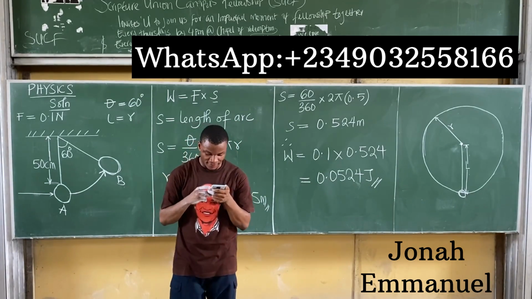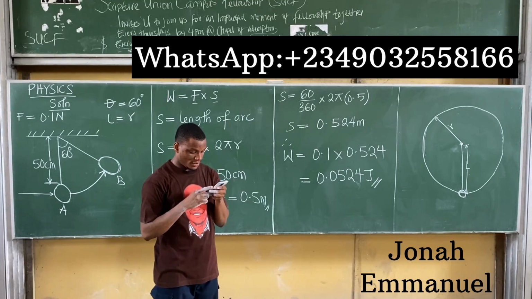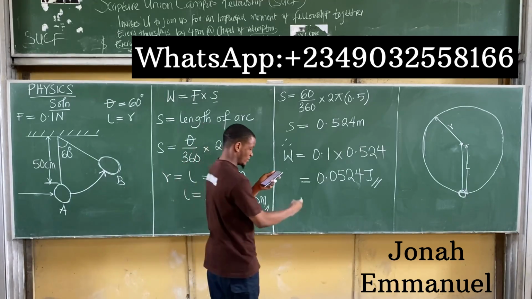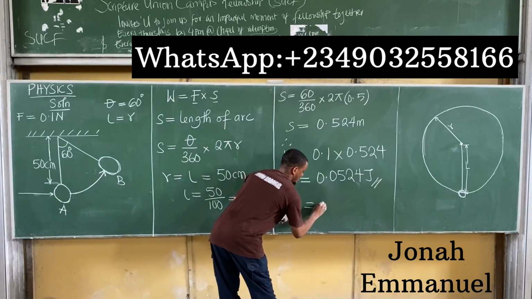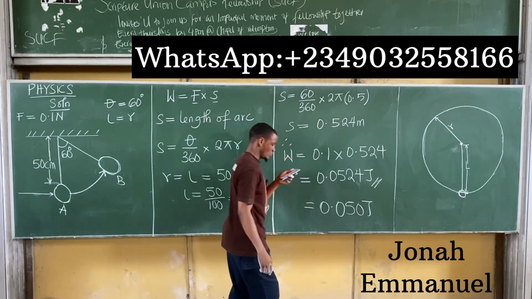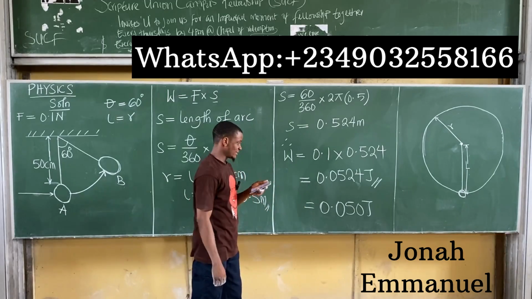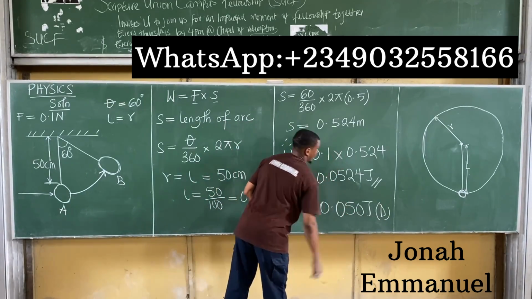So I look at the options here. I have an option as 0.050 joules, which is option D, and the only option that is closer to this is 0.05. So the correct answer here is option D. That's the correct answer, right?